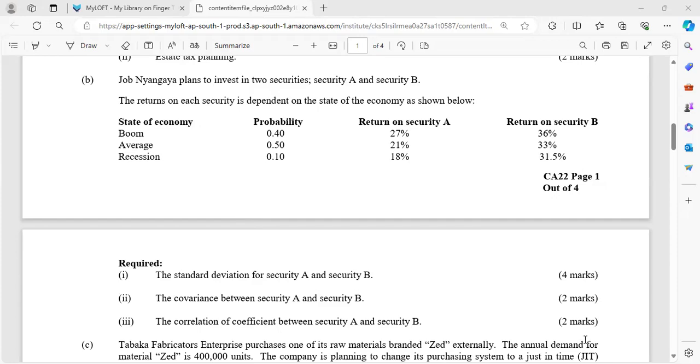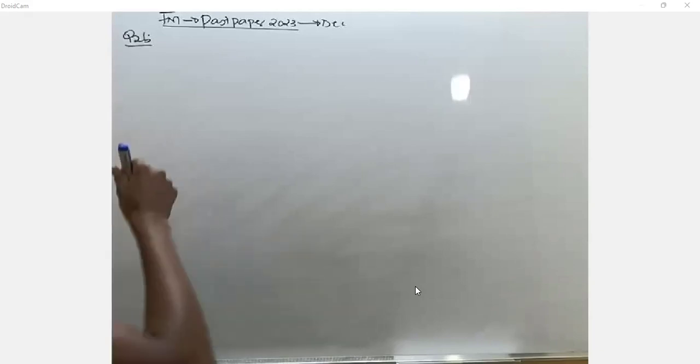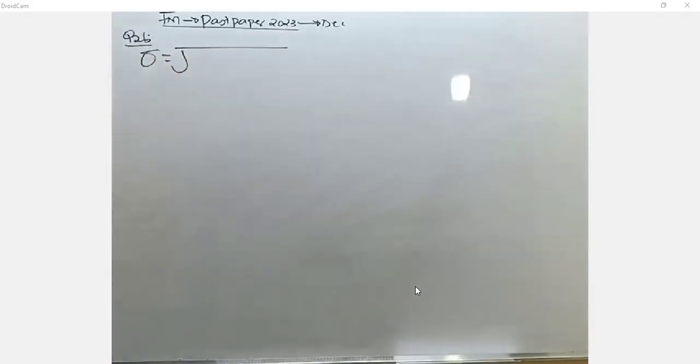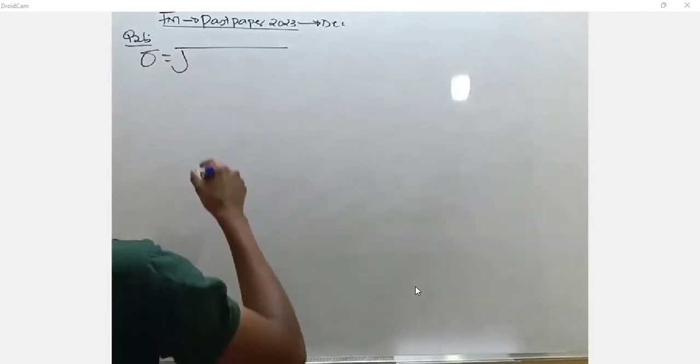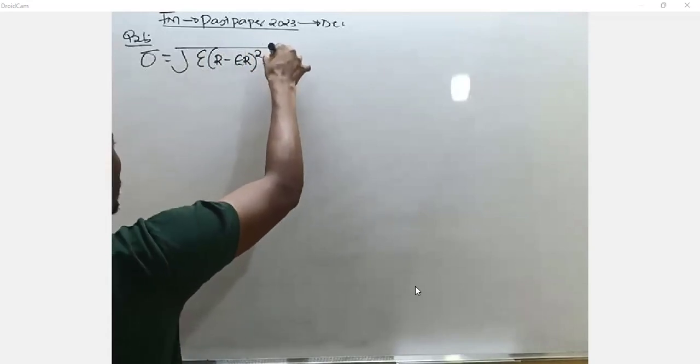So when you have these problems in an exam, and the examiner, in the first requirement, is asking you to compute the standard deviation of both securities, security A and security B, it will serve you well. To calculate the standard deviation here, we do not use the formulas we used in statistics, but the formulas commonly used in finance. So in this case, we are talking about the summation of return minus expected return, squared, multiplied by the probabilities.